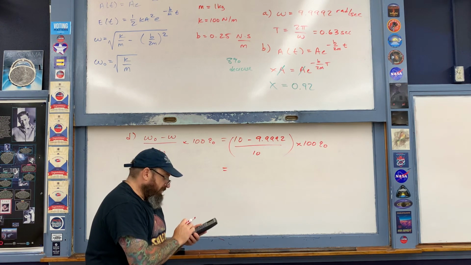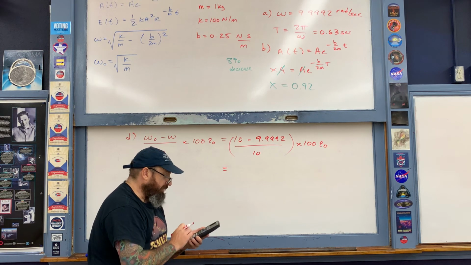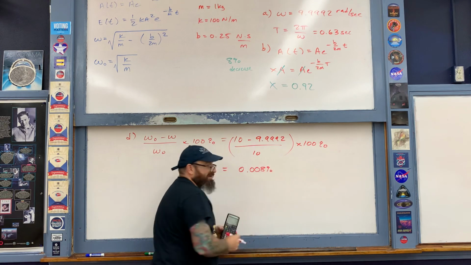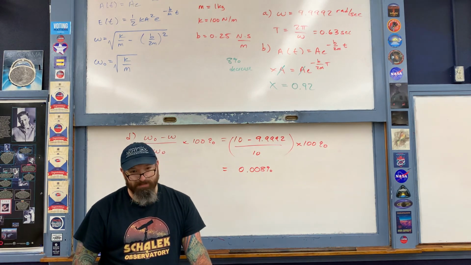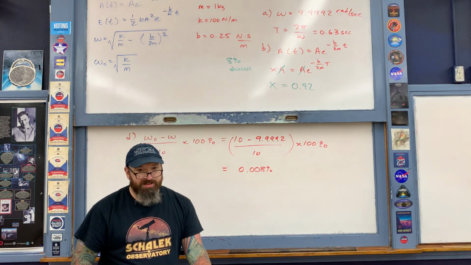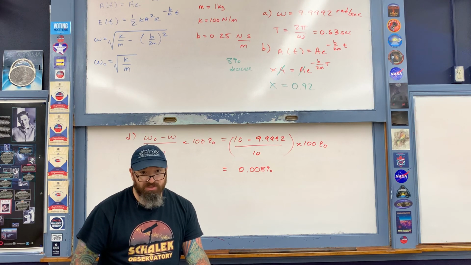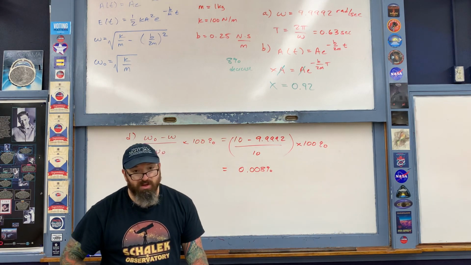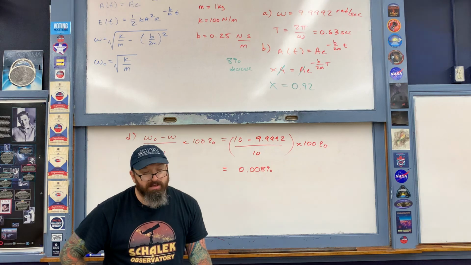So 10 minus 9.9992, then divided by 10, multiplied by 100, and you end up with only a 0.008% difference between the angular frequency of the DHO and the angular frequency of the SHO. So in an experimental laboratory setup involving springs, for example, usually in simple laboratory setups, damping is not taken into account as a source of error. The reason for that is because there's only a minute difference between the two quantities of omega, the angular frequency, even when damping is taken into account. Okay, that concludes the DHO.